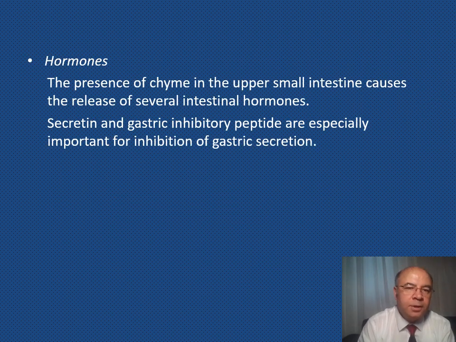Hormones. The presence of chyme in the upper small intestine causes the release of several intestinal hormones. Secretin and gastric inhibitory peptide are especially important for inhibition of gastric secretion.